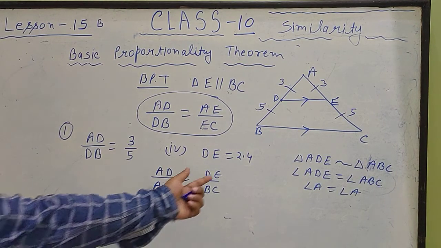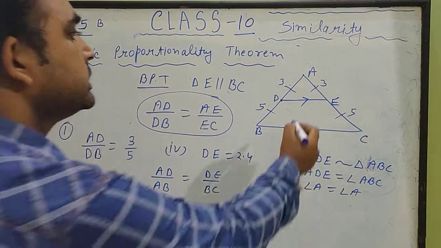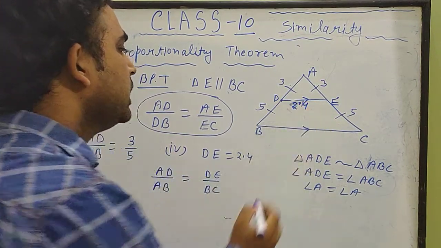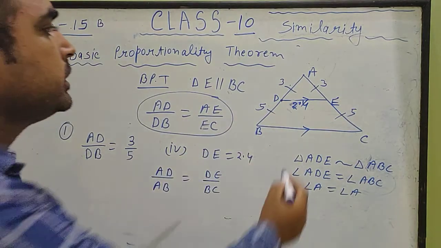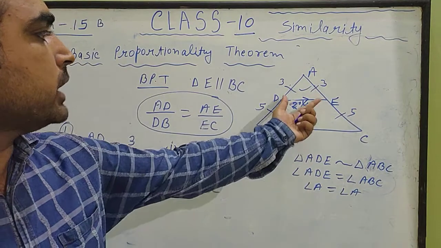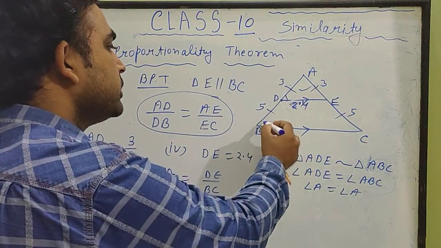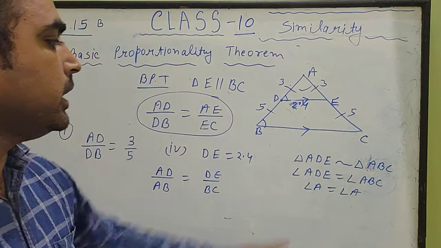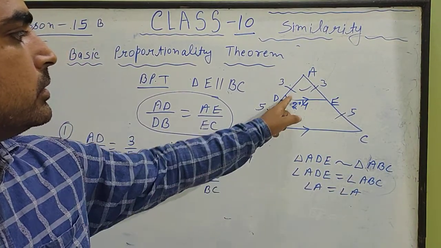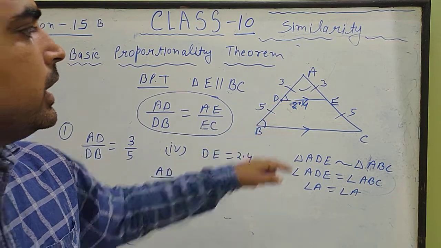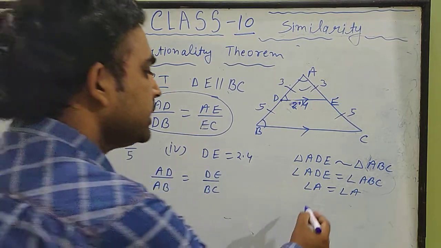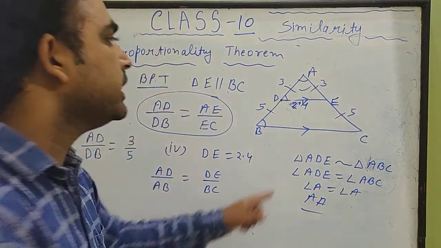In the fourth part, DE is given as 2.4. This side DE is 2.4, and we have to find BC. We know that this triangle is similar to triangle ABC. Why? Because the lines are parallel. This angle is equal to this angle, interior alternate angles. Angle ADE is equal to angle ABC, corresponding angles are equal. And angle A is common in both triangles. So by the angle property, both triangles are similar to each other.